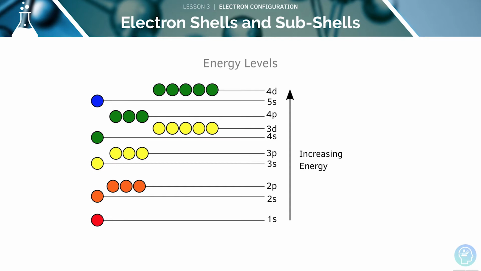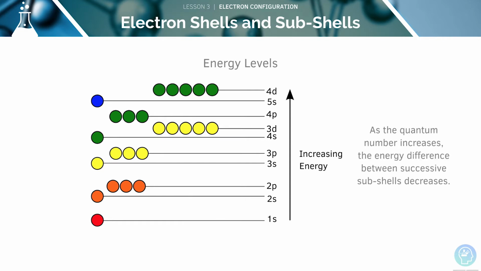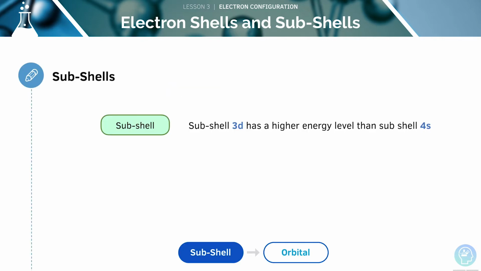As the quantum number increases, the energy difference between the successive subshells will decrease. For example, the 4s subshell will have a lower energy level than 3d. As we move to shells with higher quantum numbers, which will get further away from the nucleus, the subshells will begin to overlap. The energy gap between the successive subshells will get smaller and smaller.